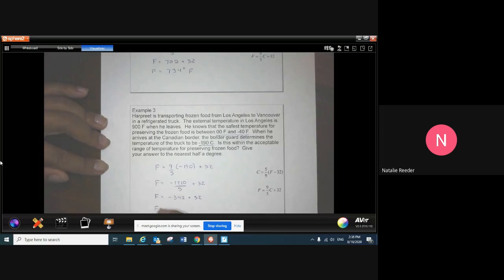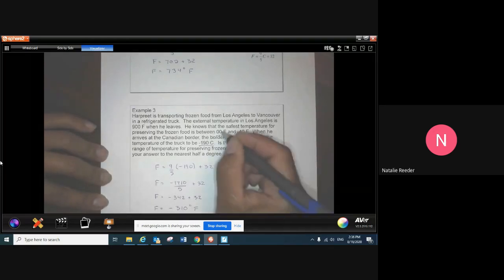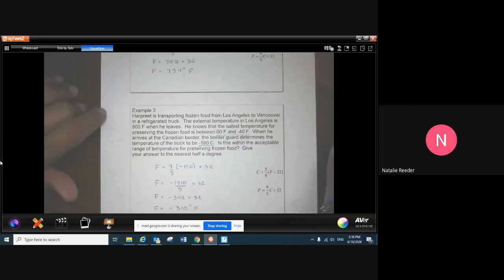And then finally we add, and again, don't forget the negative when you're adding here. It gives a negative 310 degrees Fahrenheit. Now, obviously, we are far from this range, and so I don't think he'll be preserving his food very well. He will be freezing it way too much.